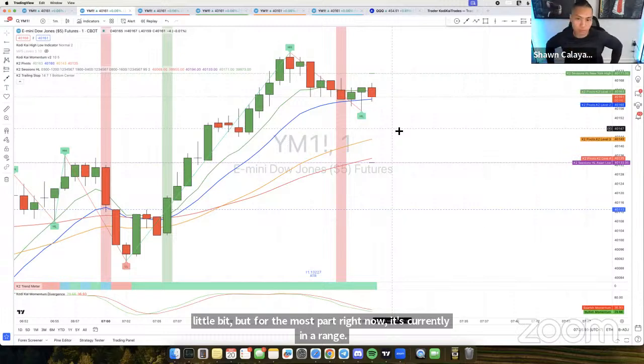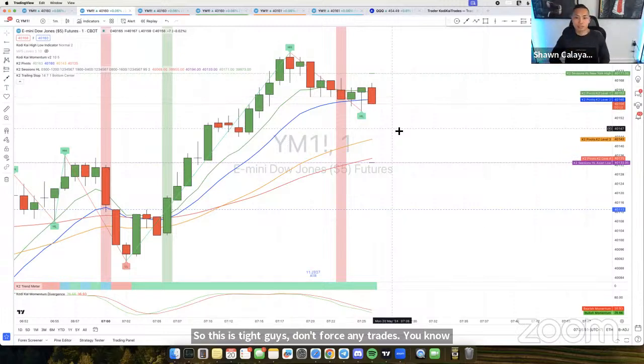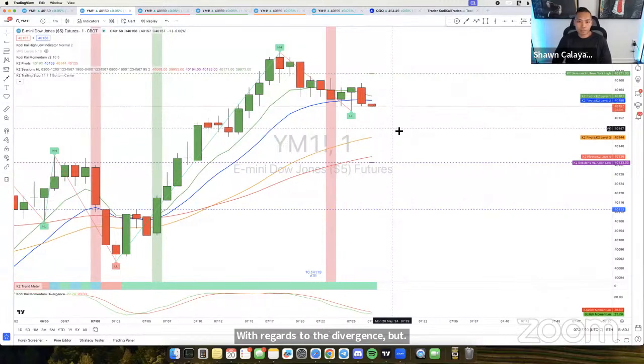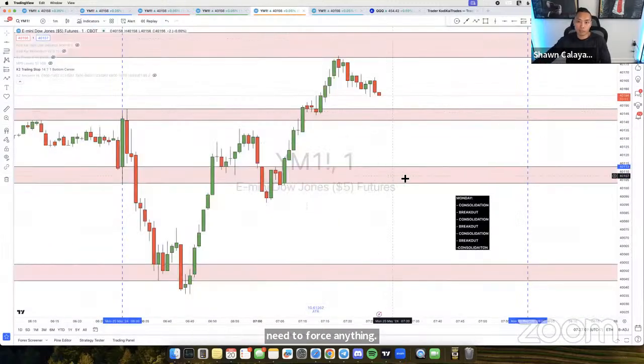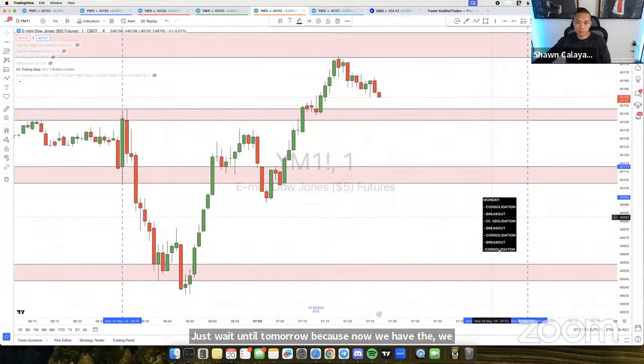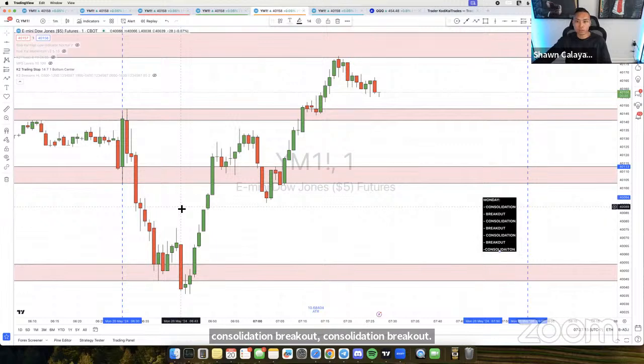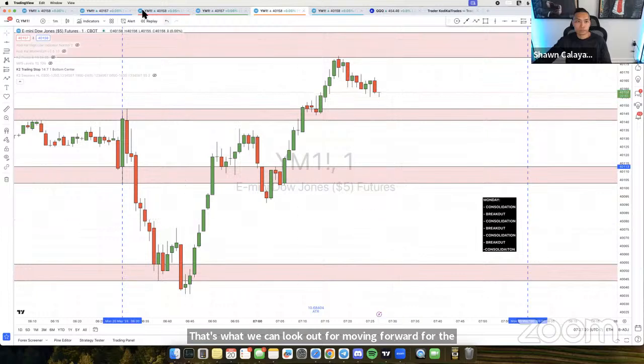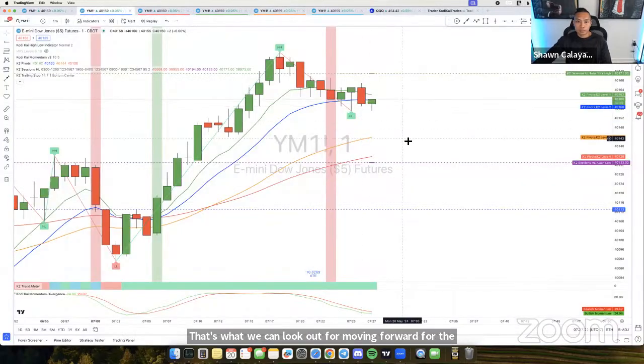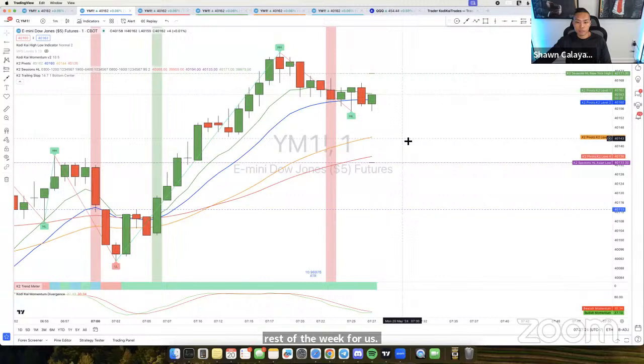Don't force any trades. My analysis that I mentioned earlier might play through with regard to the divergence, but again, today's just Monday. So if you don't see anything today, there's no need to force anything. Just wait until tomorrow because now we kind of have the framework for the week, right? Consolidation, breakout, consolidation, breakout. That's what we can look out for moving forward for the rest of the week. It's another case of the Mondays. Slow Monday.